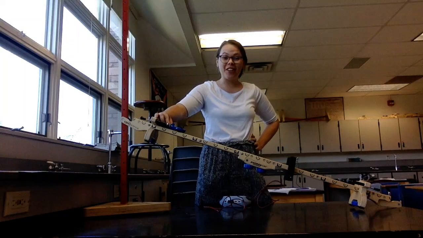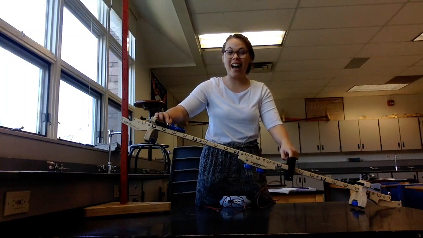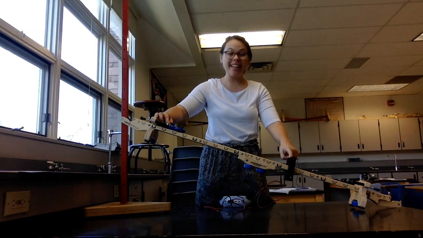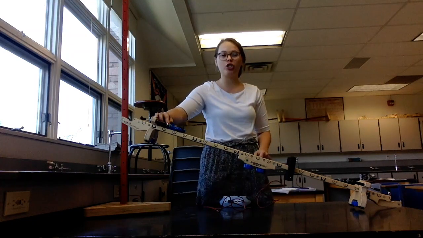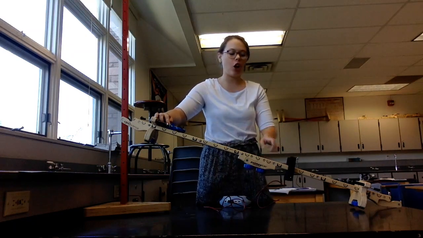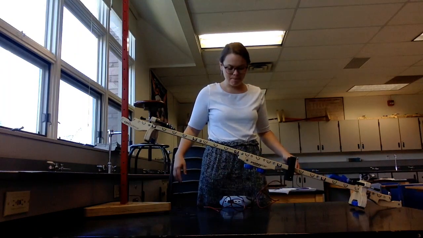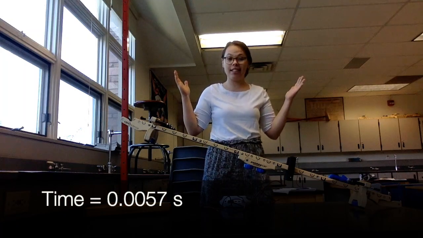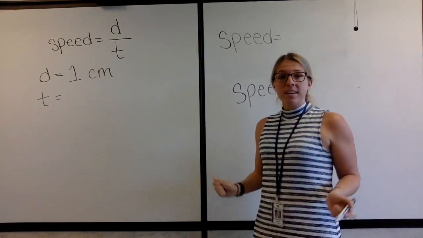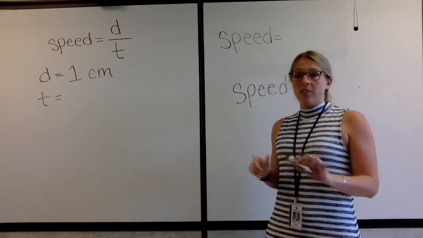Now let's test our prediction. We have the photo gate at 45 centimeters, and we need to use our data collector to find out how much time it will take for the car to pass through the photo gate at this position, which is 0.00575 seconds.